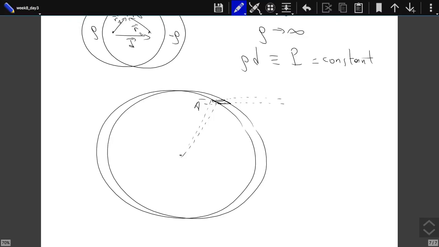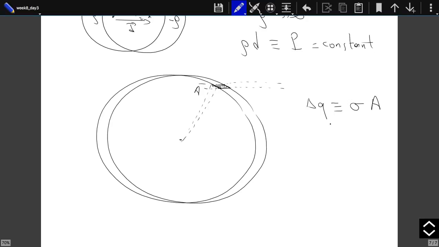Well, the charge of that segment, delta Q, when we take the limit that d goes to 0, should be equal to sigma times A. That's how we define the surface charge density. Before taking that limit, what is the total charge in that volume that I chose?